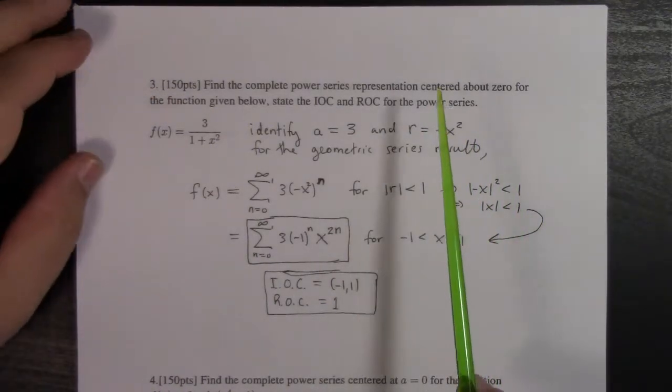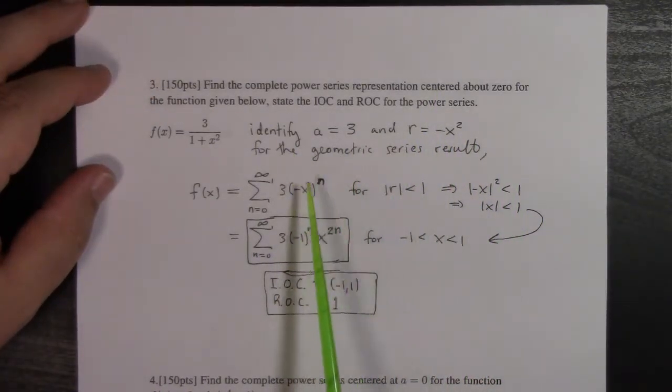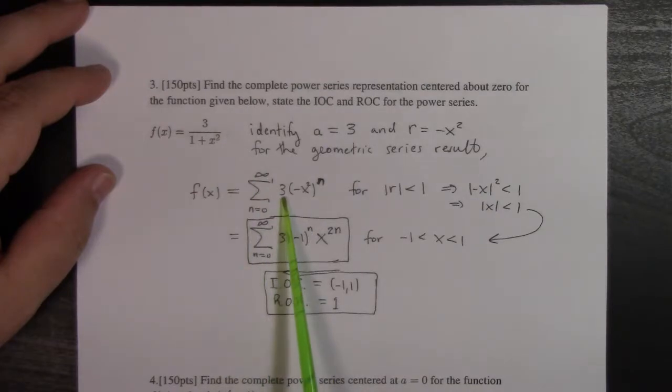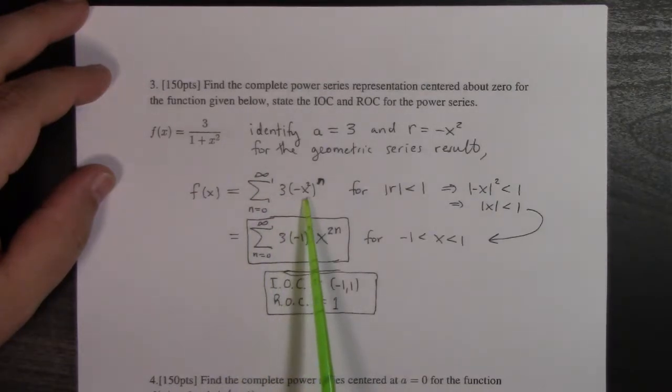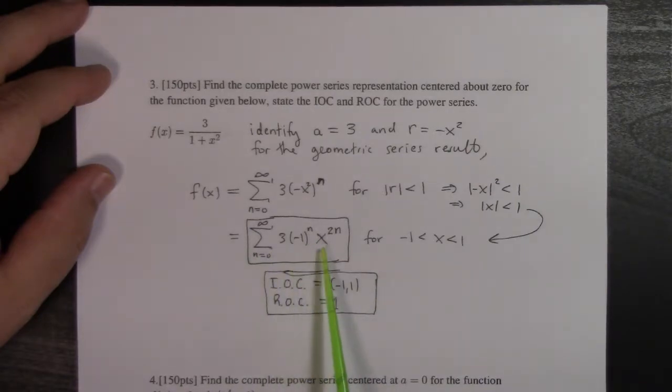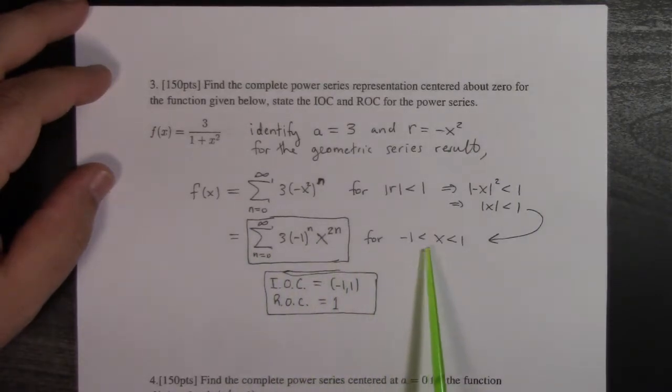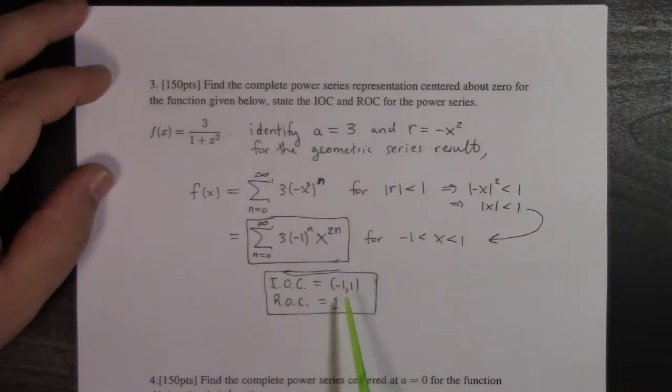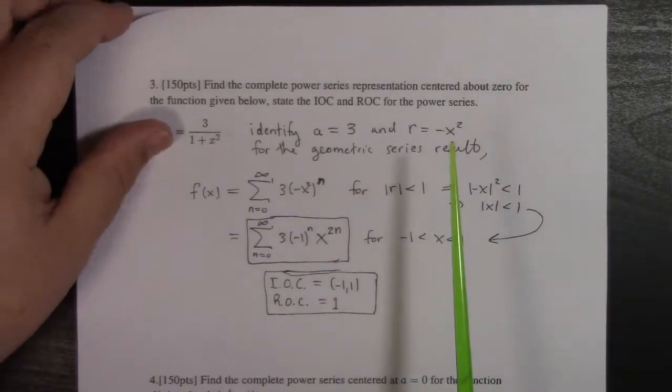So here it is, like I said, identify geometric. You look at it, go, okay, a is 3, r is minus x squared. Clean it up, and there it is, 3 times (-1)^n, x^(2n), for -1 less than x less than 1, so the radius of convergence is 1. The interval of convergence is -1 to 1. I know that from the geometric series result.